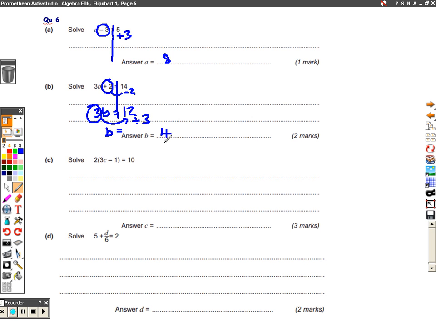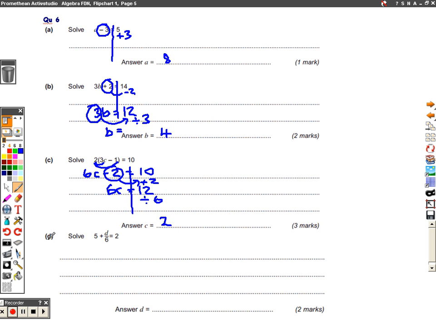Okay, in part C, get rid of the bracket before you try putting your line down, so multiply it out. 2 times 3 gives you 6c, minus 2 is equal to 10. Then put your line down. Your minus 2 comes across and changes to plus 2. 6c is equal to 12. Lastly, move your 6 across. It's multiplying this side, so when it comes across it becomes divide. C is equal to 2.